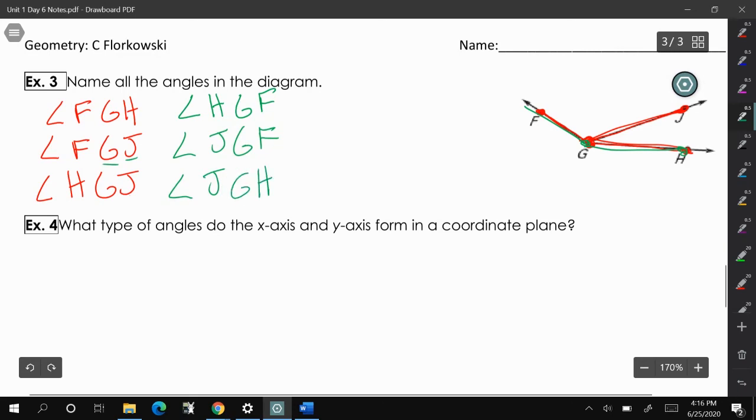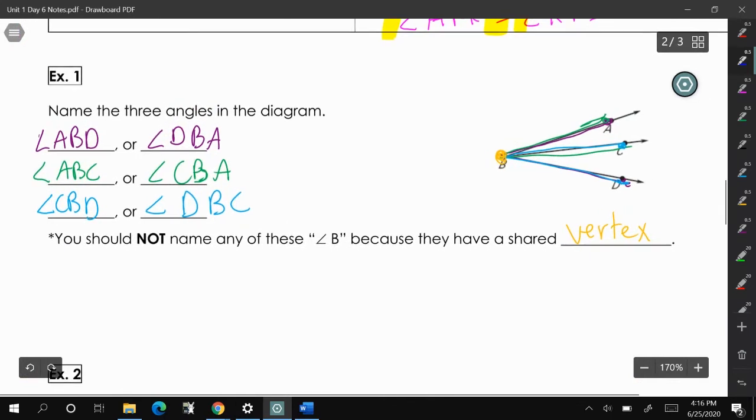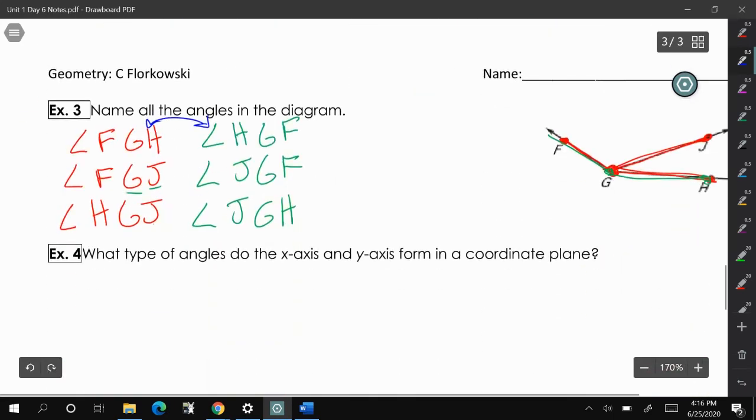Now, a good question will be, how do you know as a student, am I just looking for like 3 of them, or do I want all 6? The directions say name all the angles. And since these two are technically the same angle, you don't need both. You could just give me one or the other. Up here, I specifically said or, meaning I wanted both names for that angle. These two, like I said in blue, are the same angle.